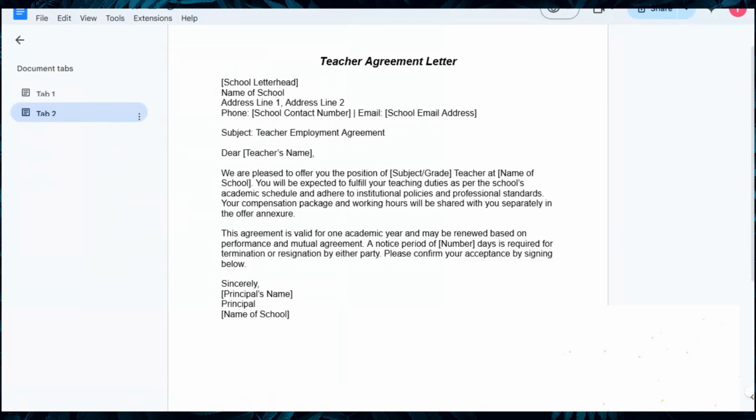Here's our sample teacher agreement letter. You'll notice how it clearly outlines the terms of your employment, your role as an educator, and the expectations set by the school. The letter highlights key details like your job position, responsibilities, and the duration of your contract. This helps ensure both you and the school have a clear understanding of the agreement.